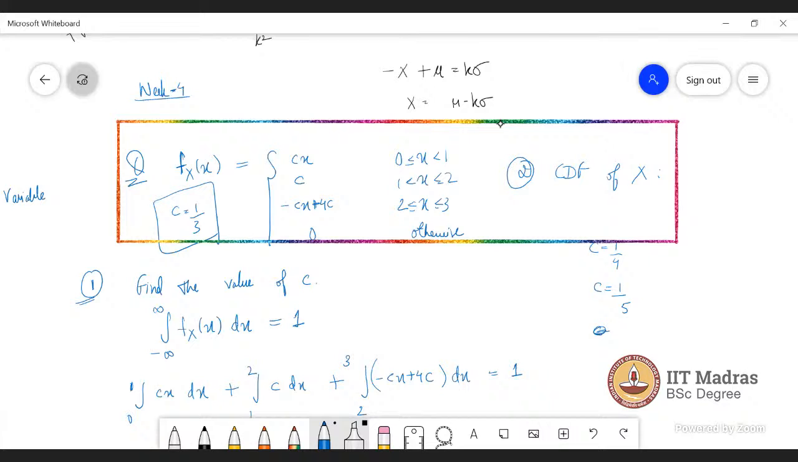You can raise your hand if you are done. Okay. Prashanti Singh, you're done? Yes, ma'am. First is x square by 6, then 1/3, then minus x square by 6 plus 4/3, and then 0. No, that is wrong.